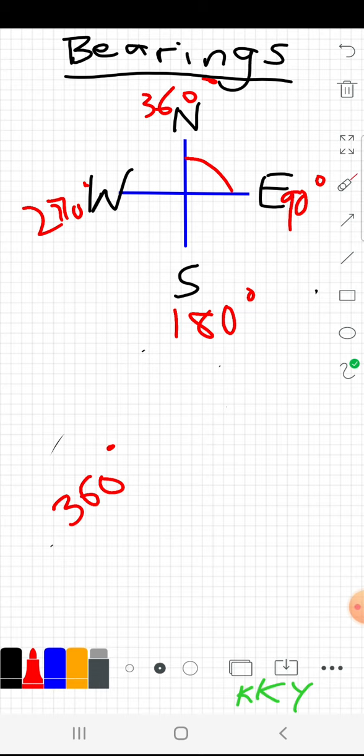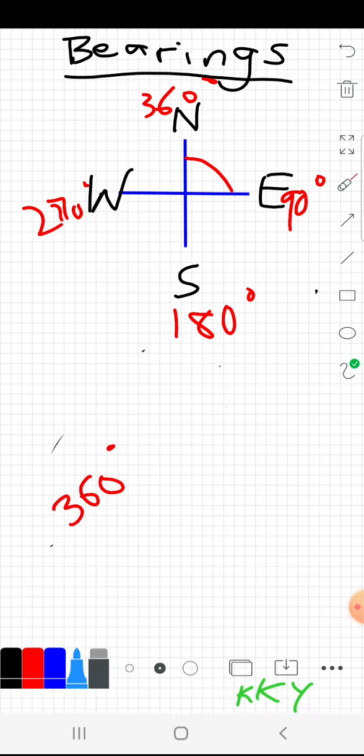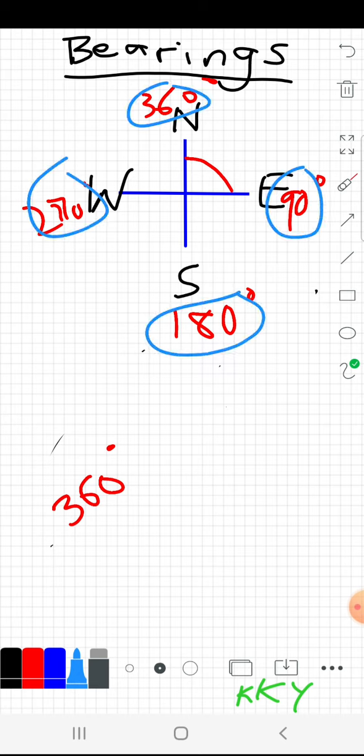Now, each of our four cardinal points, I would like to call them bus stops. So if I start from the north and I get to the first bus stop, I would have covered 90 degrees. The second bus stop, 180 degrees. The third one, which is the west, 270 degrees. And then back to the north, we have 360 degrees. Now it's very important you take note of these values at this point.